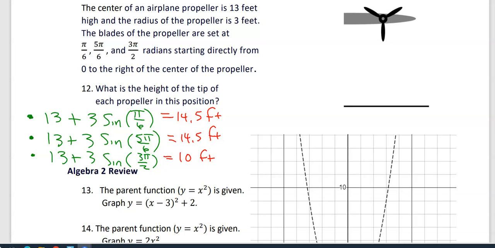The last problems are reviewing transformations of functions, but in both cases you're given y equals x squared and you're being asked to use transformations to come up with where the new equation would end up based on the numbers you're given. When you're finished, I'll turn the video back on and we'll finish up this handout.